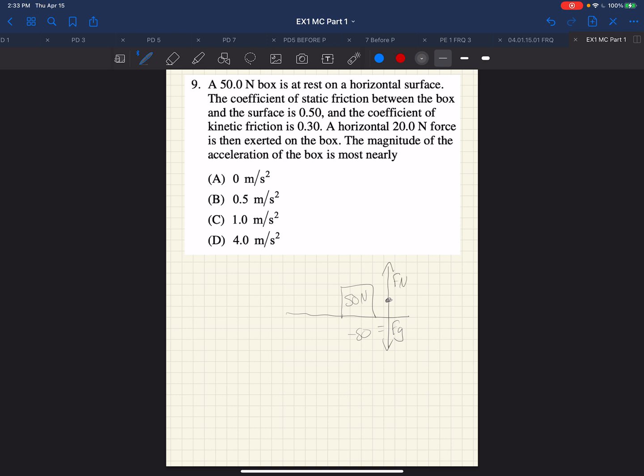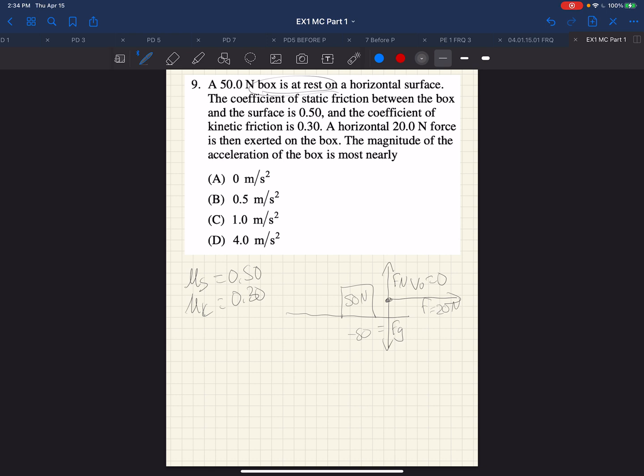All right. Coefficient of static friction. So mu S is 0.50, and mu kinetic, we're told, is 0.30. A horizontal force, we're told it's at rest. V0 equals 0. So a force of 20 newtons is applied in this direction.